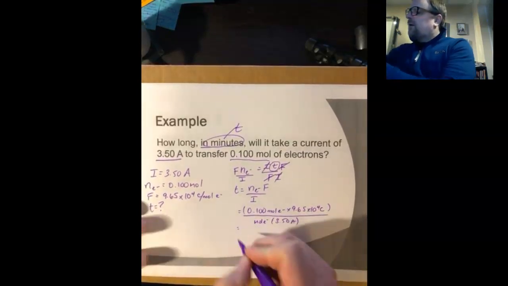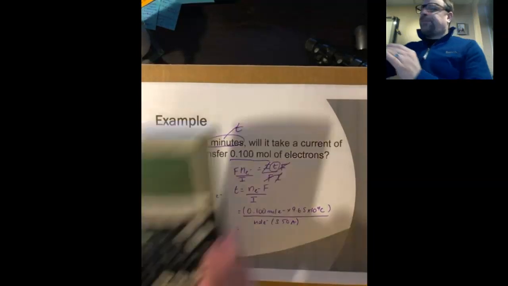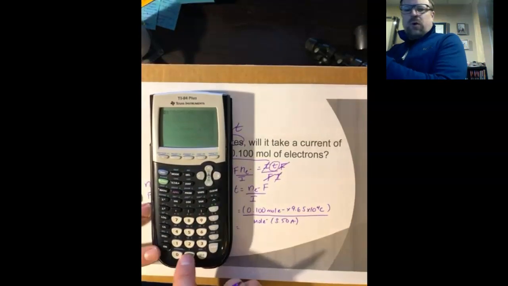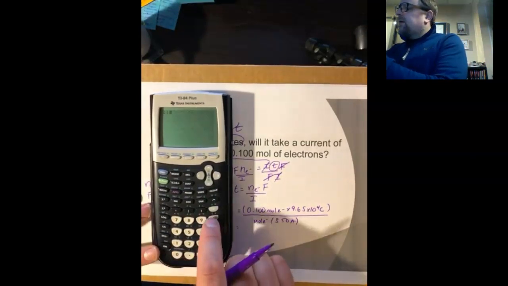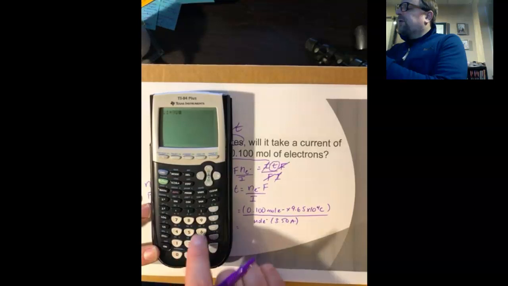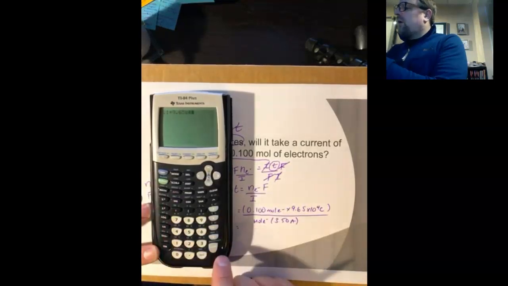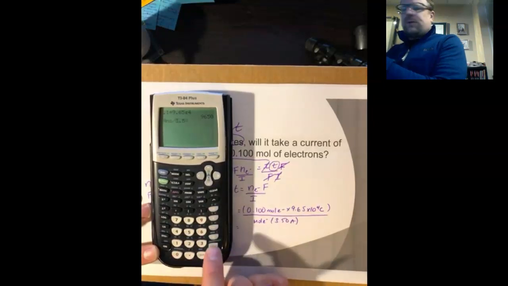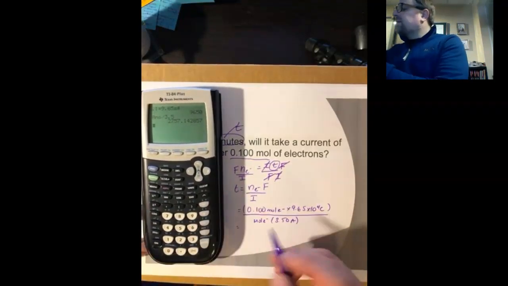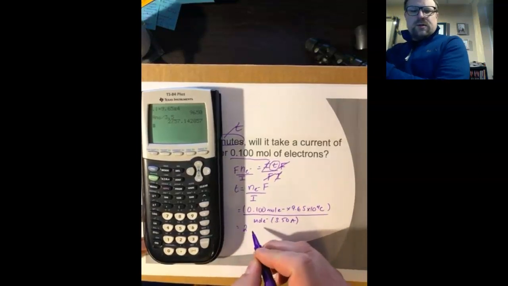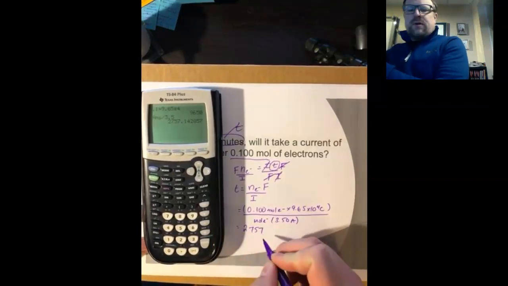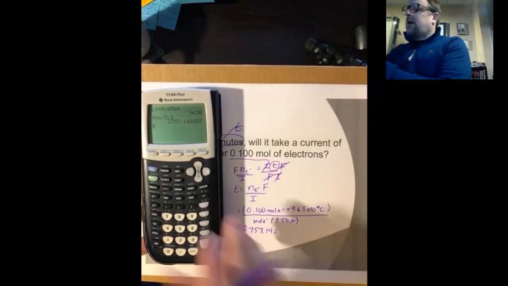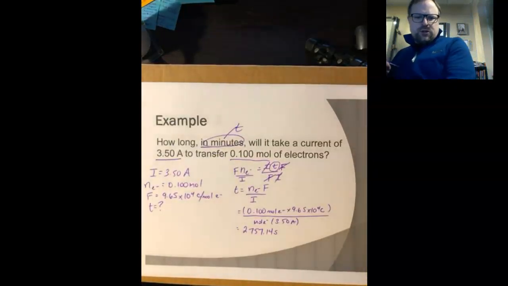Okay, on to the calculator again. Slide that over so I can see. We're going to do 0.1 times 9.65 second function 4, enter. So there's our top divided by our bottom, 3.5 amps. Okay, so that gives us an answer of 2,757.14 seconds.